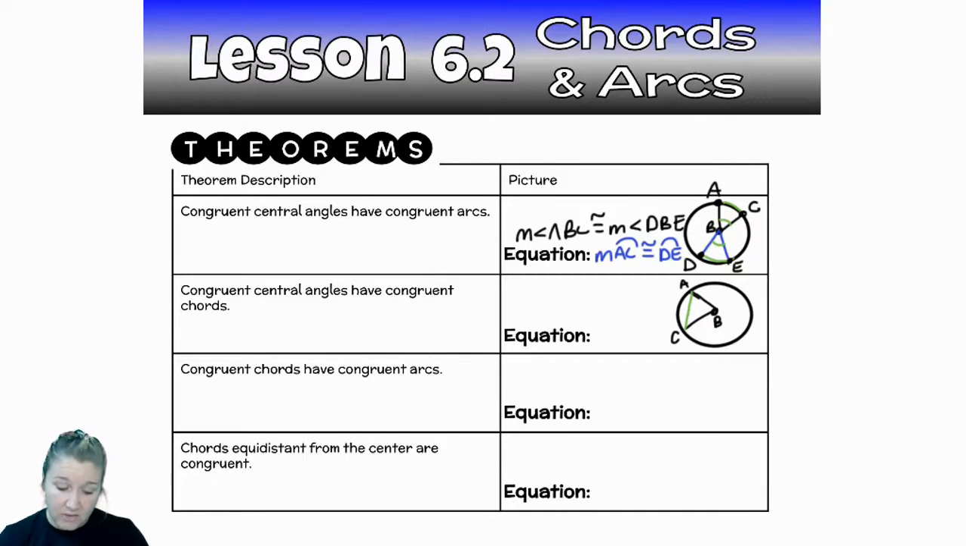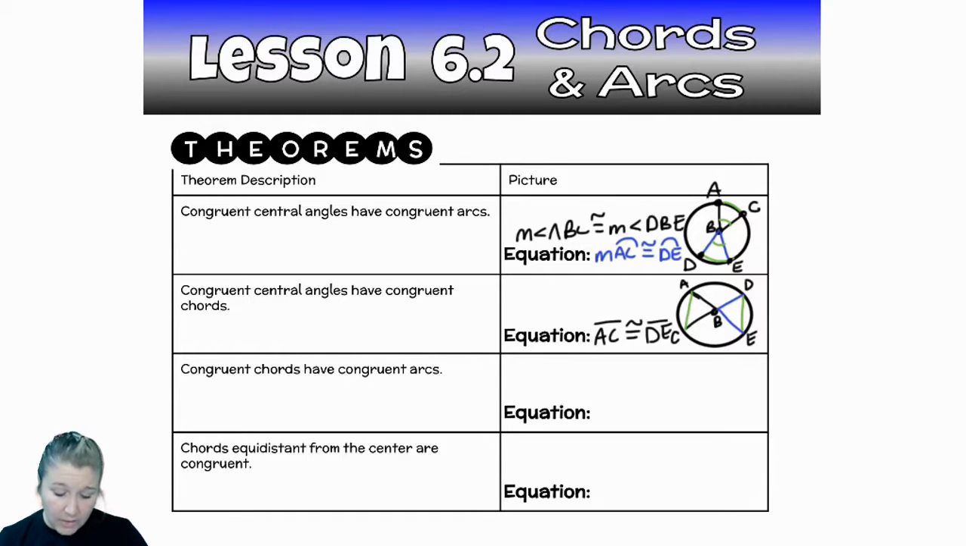And then I have another angle that is going to be congruent to that angle. Then the chord, this distance here, is going to be the same. So let's say that this is D and this is E. So basically, AC is going to be congruent to DE. And that's a line segment, not an arc. Okay, so make sure you note that.